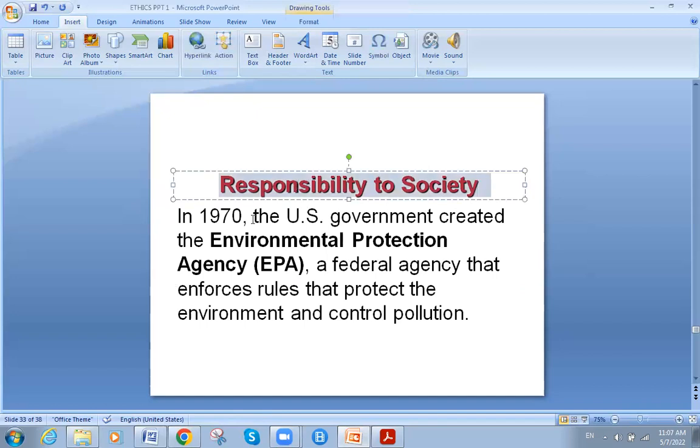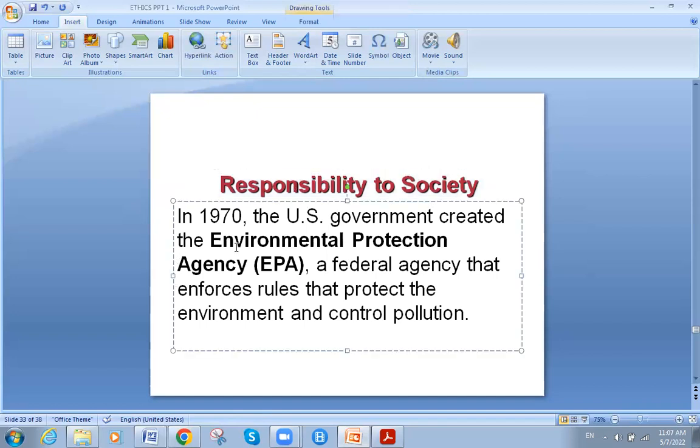Responsibility to society is given an example with the United States in 1970. The United States government created the Environmental Protection Agency. What is the Environmental Protection Agency? It's a federal agency that enforces rules that protect the environment and control pollution. That's very important. Again, the Environmental Protection Agency is a federal agency that enforces rules that protect the environment and control pollution.